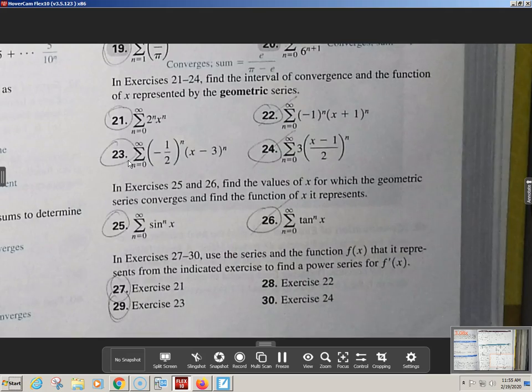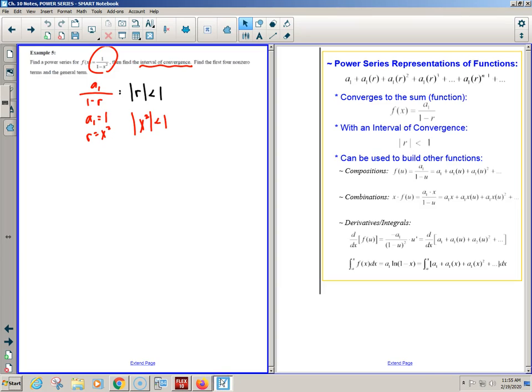Find the interval of convergence and the function of x represented by the geo series. Who's the common ratio in this one? 2 and x? Oh yeah, because it's 2x all to the n, just separated. So wait a minute. How are we supposed to find an interval of convergence if we have 2x? Where did we end yesterday in our notes? When the ratio is something other than x. Maybe we should take some notes, and then we'll go back and see how homework's going to go, yeah?